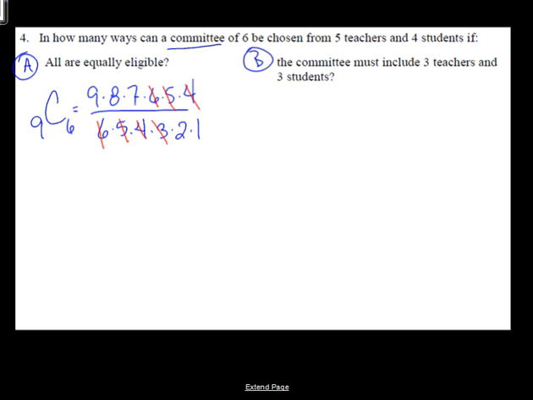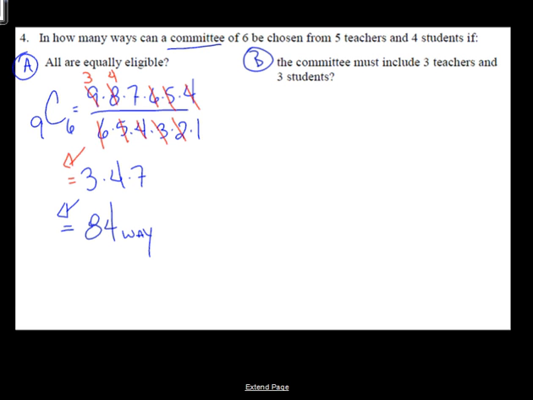Here, 3 goes into 9, leaving a 3, and 2 goes into 8, leaving a 4. So what I'm left with is 3 times 4 times 7. 3 times 4 times 7 is 84 different ways to pick my committee, if everybody is eligible and you can have equal chances.